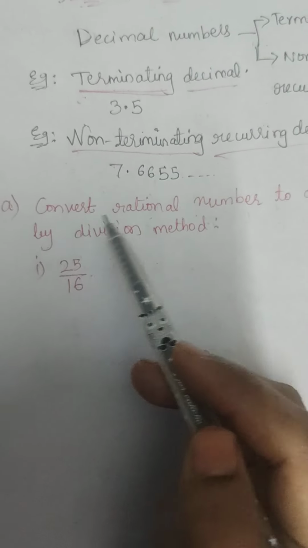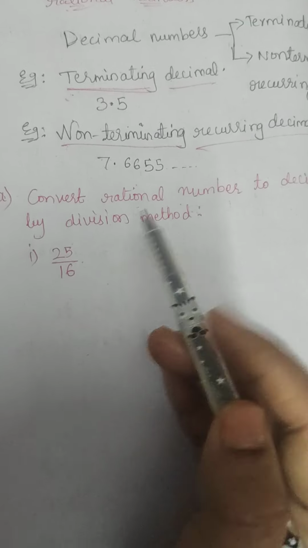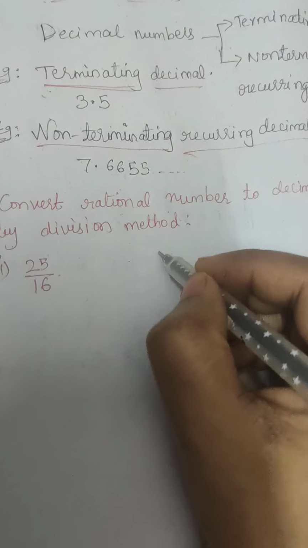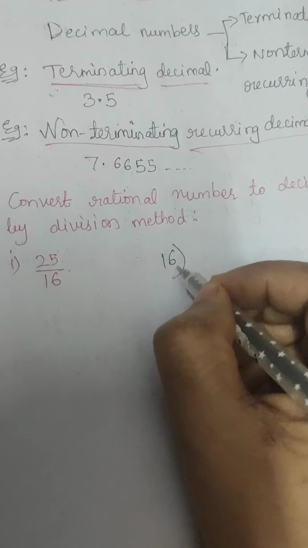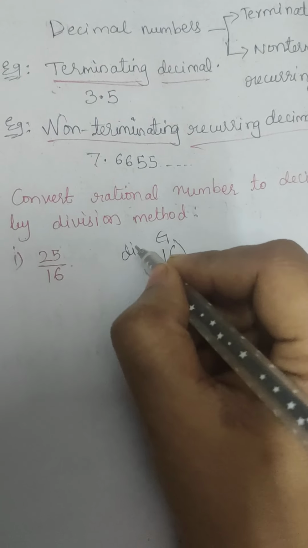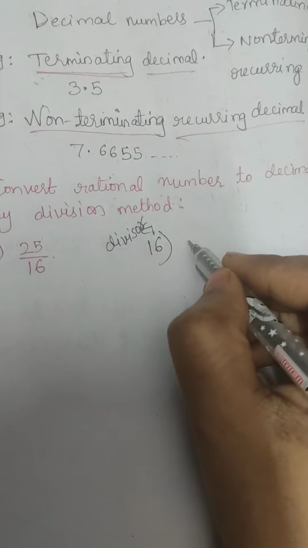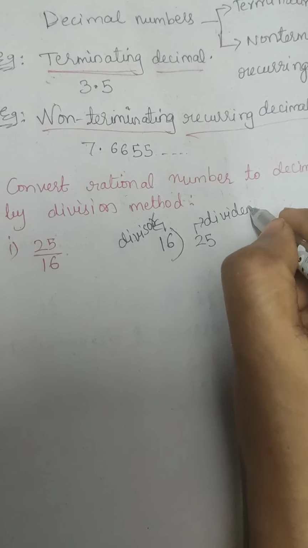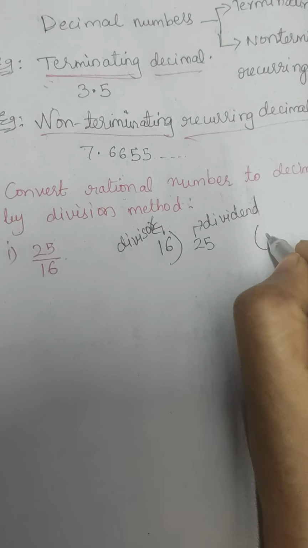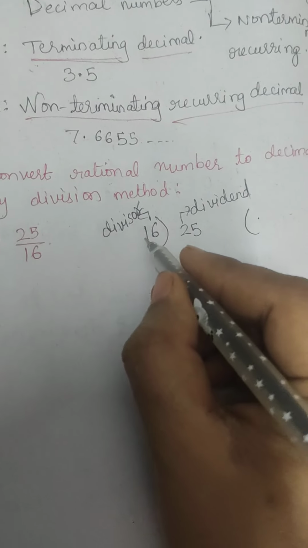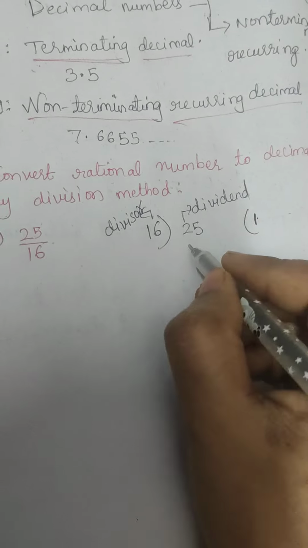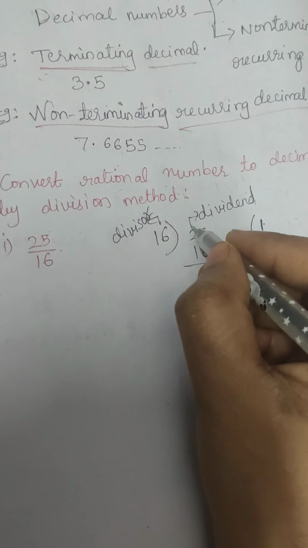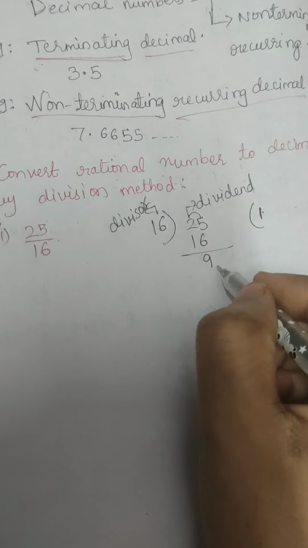Now we can see here, convert the rational number to decimal by division method. We are taking a rational number and now we will proceed with the division method. 16 is the divisor, 25 is the dividend, and the value we get will be the quotient. 16 ones are 16, we get 9. If we take borrow, then 15 minus 6 becomes 9.